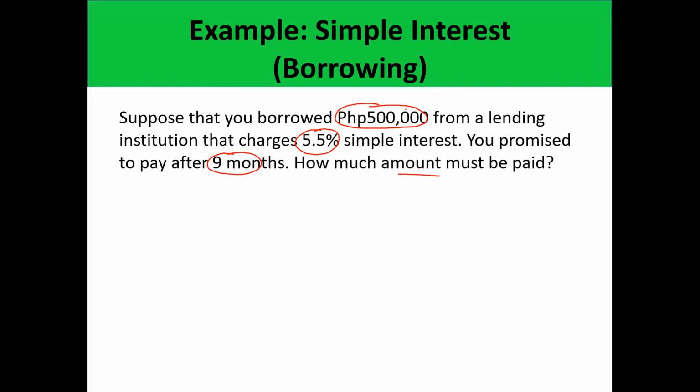So in this problem, the amount borrowed is the principal, which is 500,000 pesos. And the simple interest rate or the annual rate is 5.5%. And in decimal form, this is 0.055. The term of investment is 9 months. So t must be divided by 12. So that should be 9 over 12.